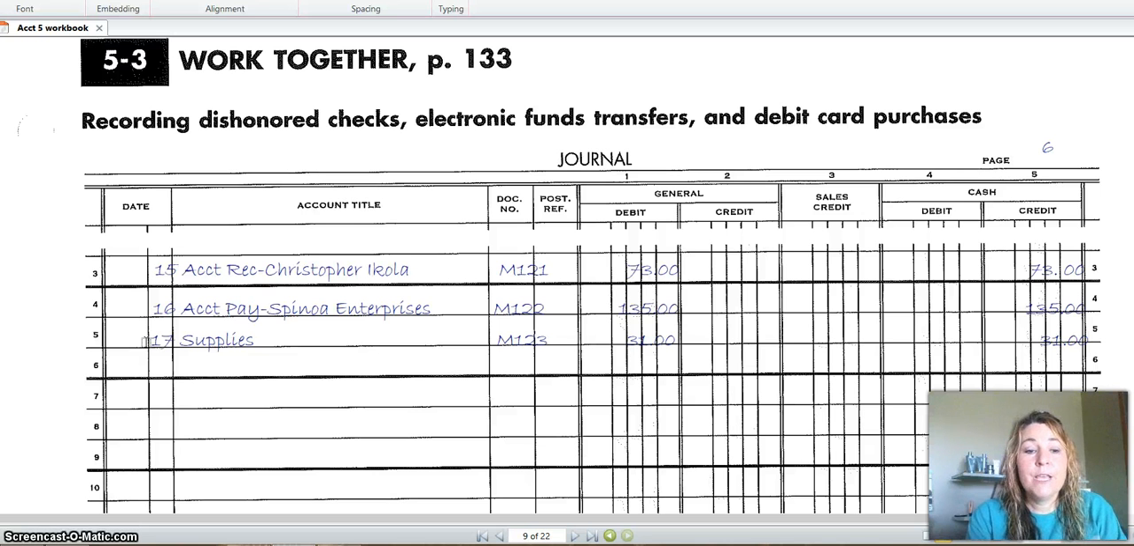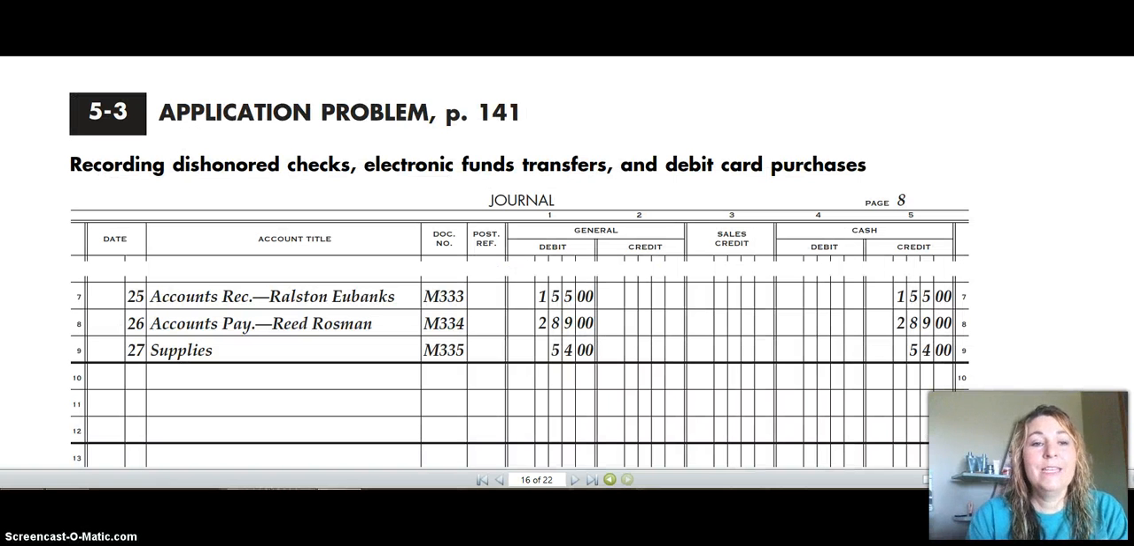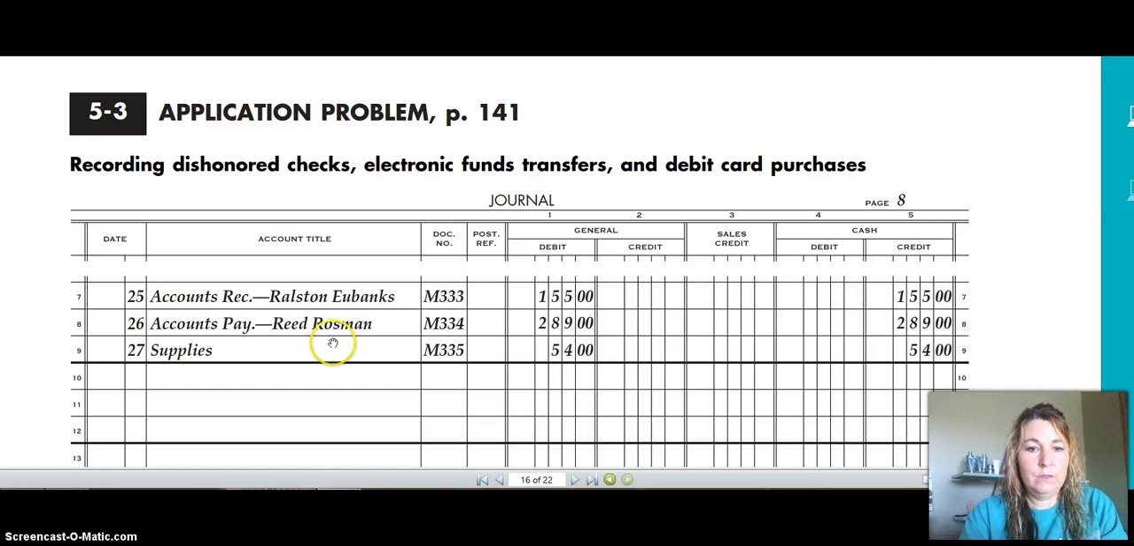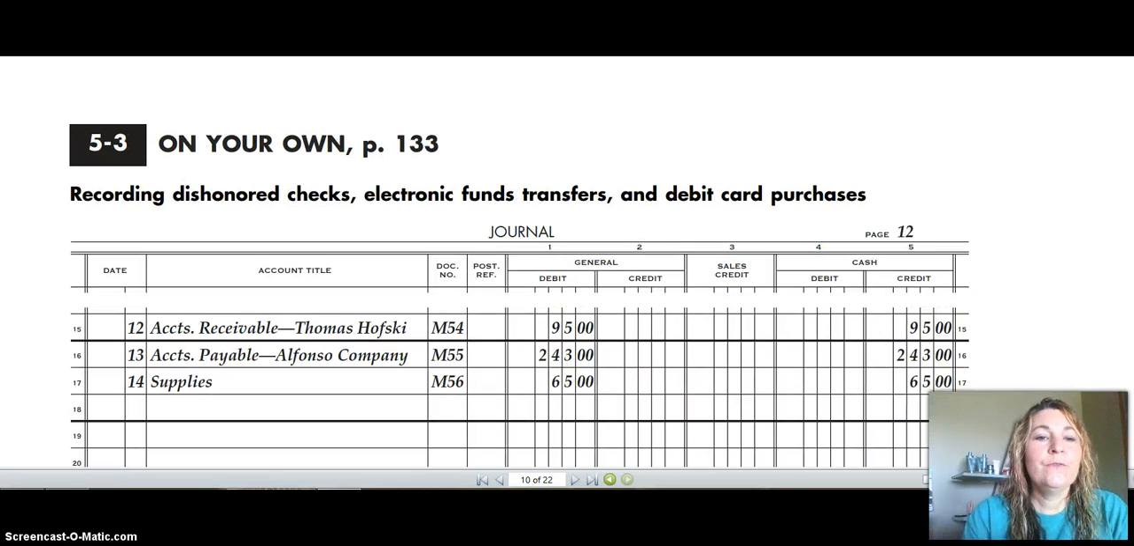Go ahead, pause the video and do the on your own problem and then come back and double check your answers. Okay, and here is what your 5-3 on your own problem should look like. Everything here should be a general debit, and because it was just like writing checks, everything should have a cash credit. So double check, make sure you did that right, and then go ahead and do 5-3 application problem as your homework. Good luck!